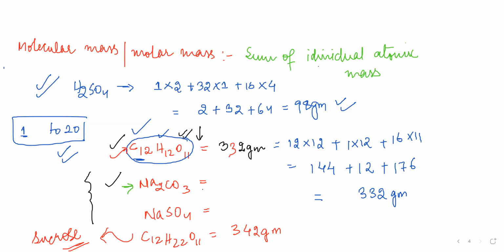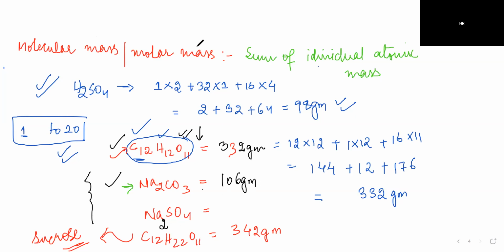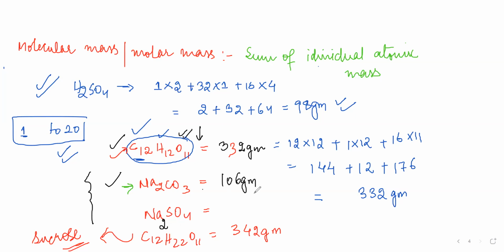Sir, should I say the answer of the remaining? Yes, you can. Sir, Na2CO3 is 106 gram. And Na2SO4, sorry, it's Na2SO4, 119. Okay. And it won't be 199.